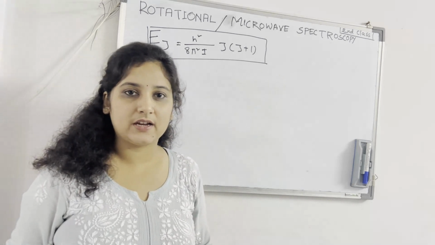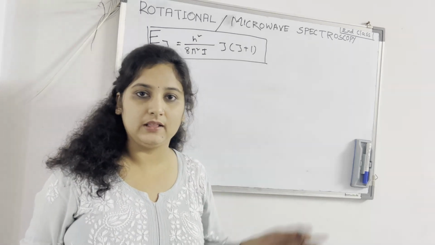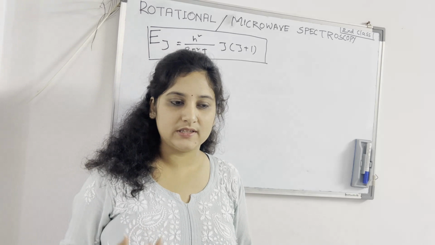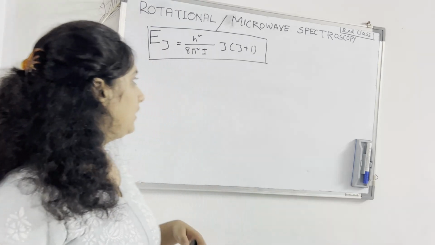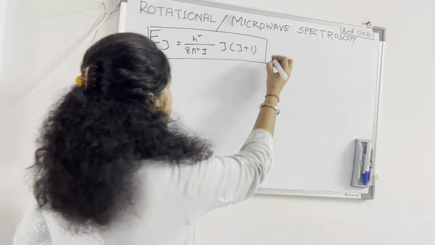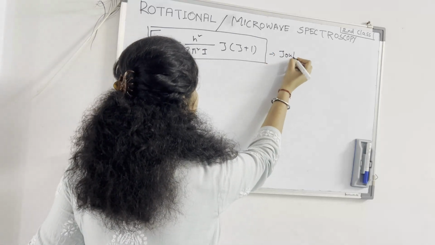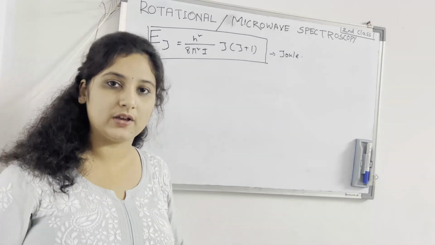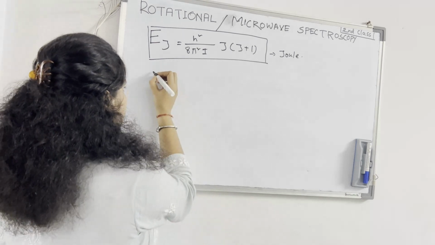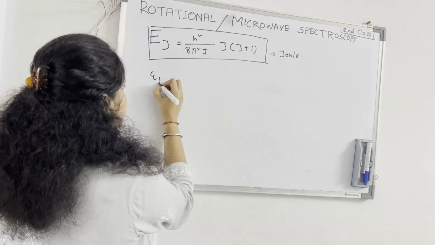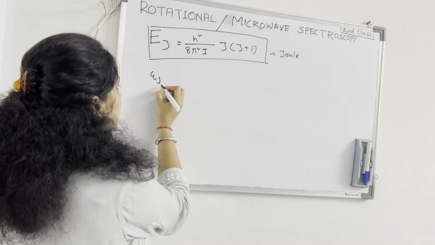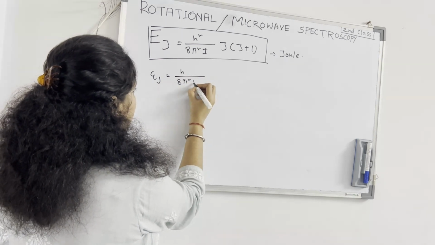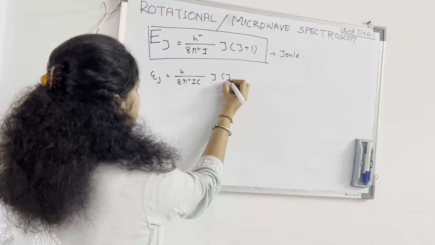In the previous class I explained in detail the derivation of this equation. If you did not see that video, please check it out. Now this expression is in terms of the joule. So if we want to convert it in centimeter inverse, then the conversion rule also I have explained. If we convert it in centimeter inverse, then it will be expressed as small e_J, which is equal to h by 8 pi squared I c into J into J plus 1.